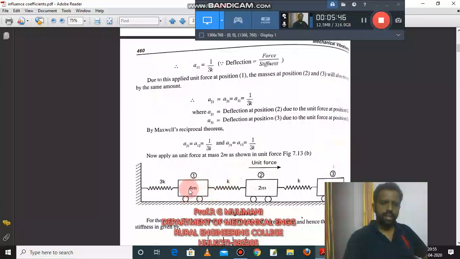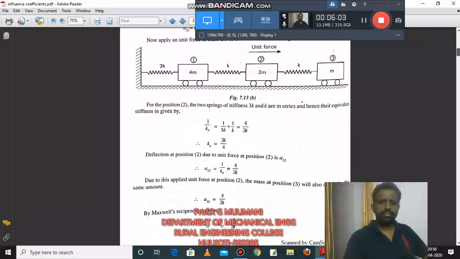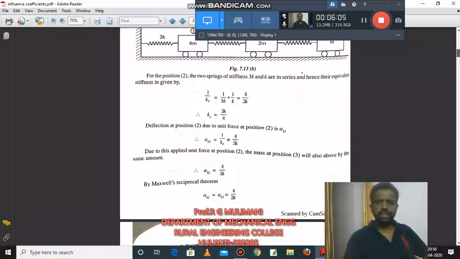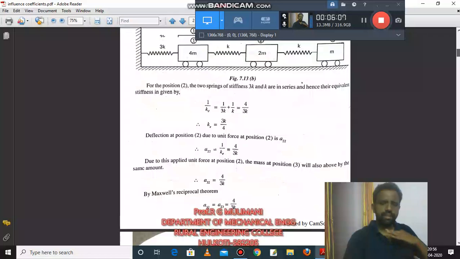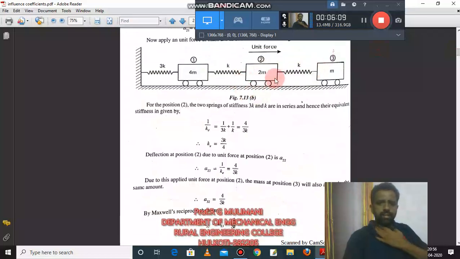If force is applied at mass 1, then the same displacement is there for mass 2 and mass 3. So A11 is equal to A21, that is equal to A31, and that is equal to A12 and equal to A13. Okay, now we know 5 influence coefficients. Out of the 9 influence coefficients, we know 5. Now next, you apply the force at mass 2.